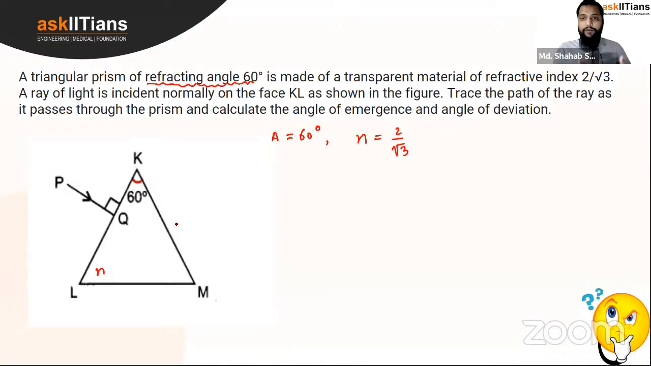That means now we have to trace the subsequent path. After entering into the prism, what path the ray will take, that's what we have to trace, we have to draw. And then there is a question: calculate the angle of emergence and the angle of deviation. So I want to know from you what is the angle of emergence and what is the angle of deviation. Just think about it, comment it, and now we will start solving it.